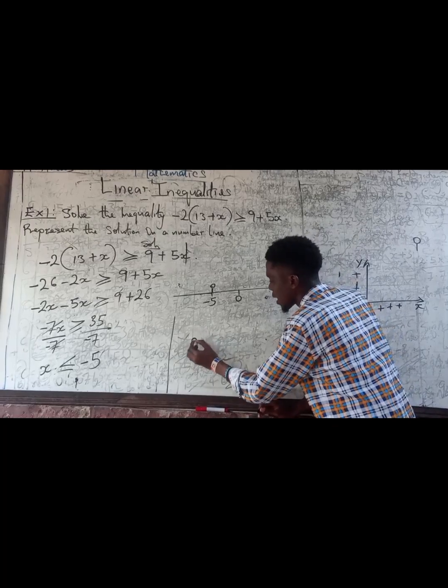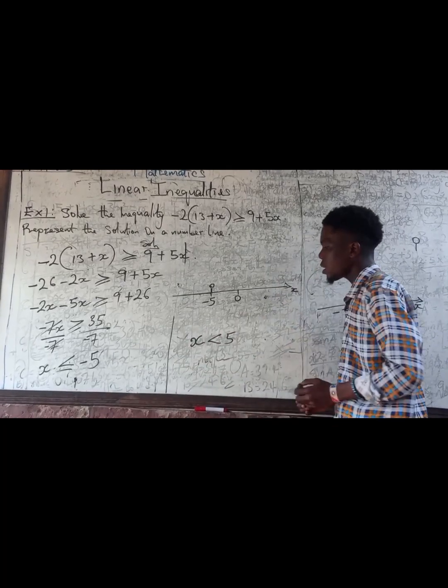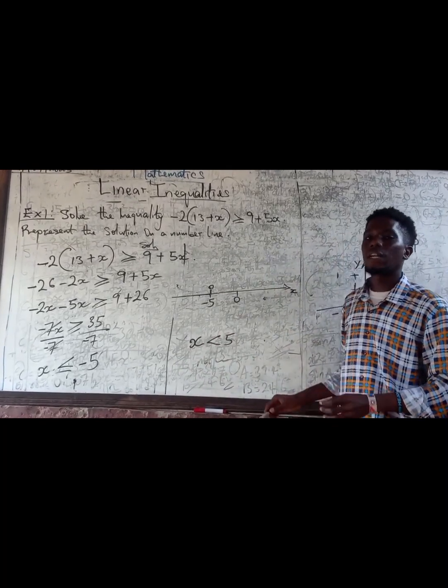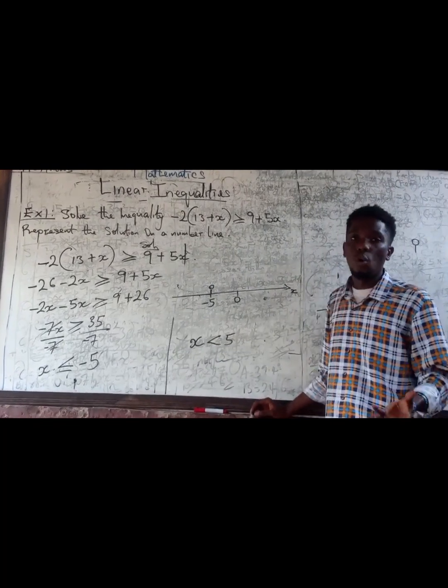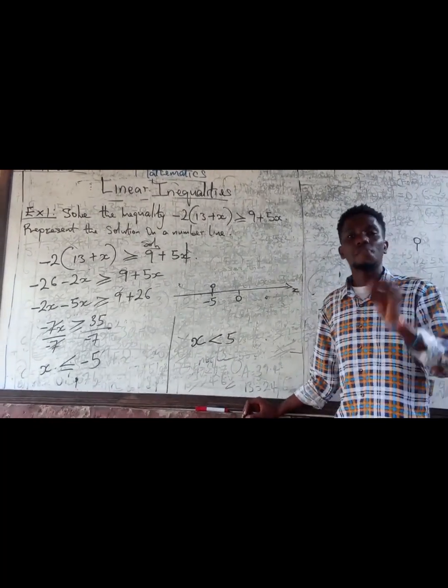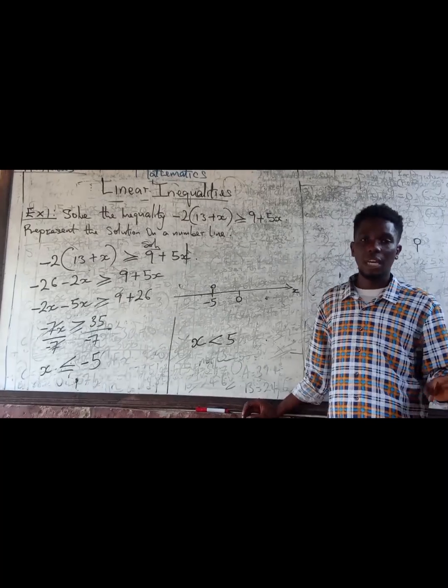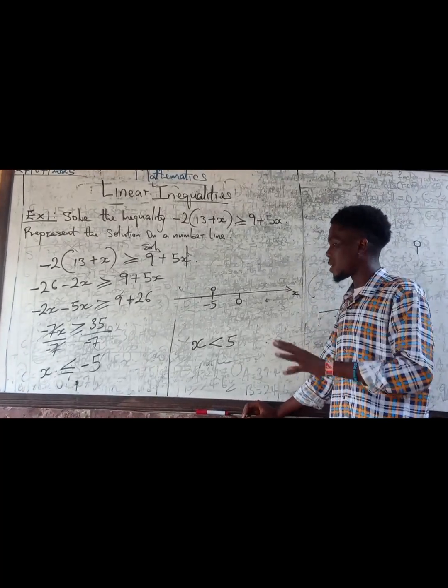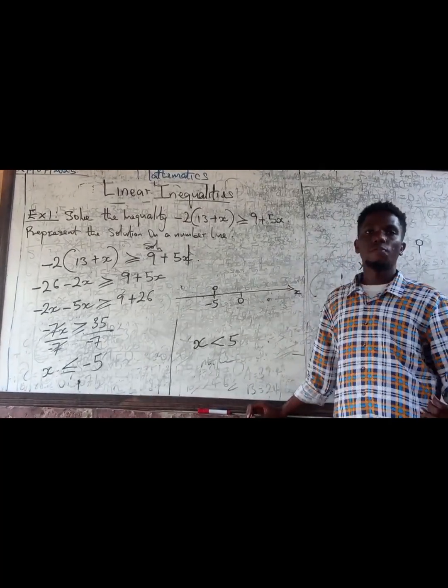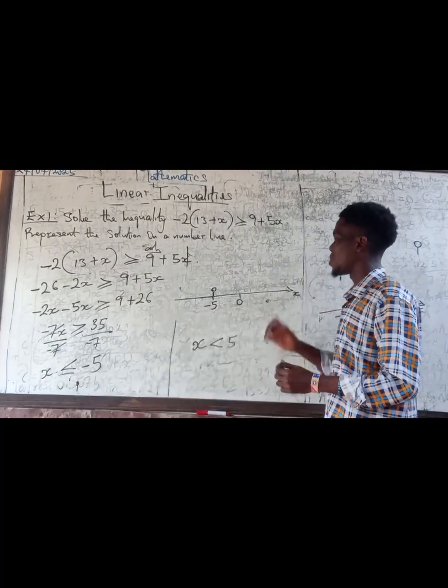If I had just x is less than 5, I wouldn't say the values that are less than 5 start from 5. No, because 5 is not less than 5. 5 is equal to 5. Did you get the point now? So the values that are less than 5 start from 4 and move downwards. Alright, so let's quickly move on.